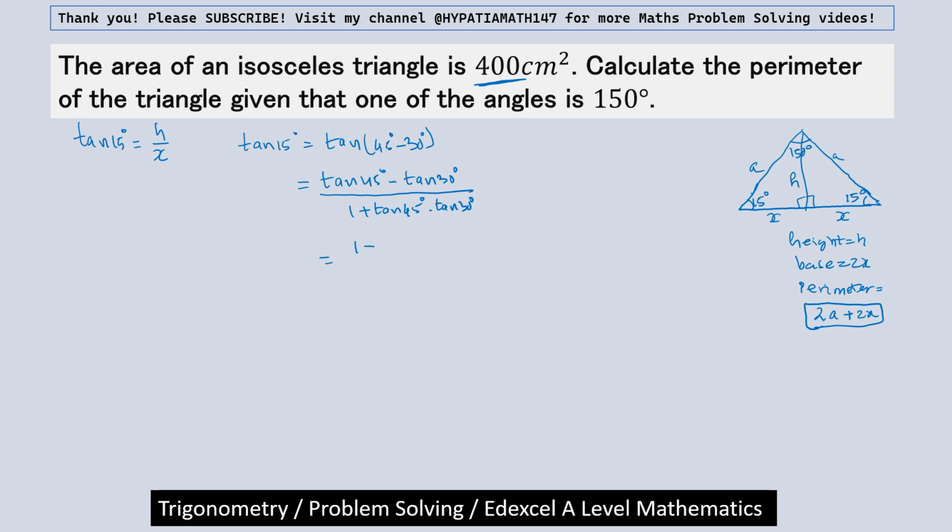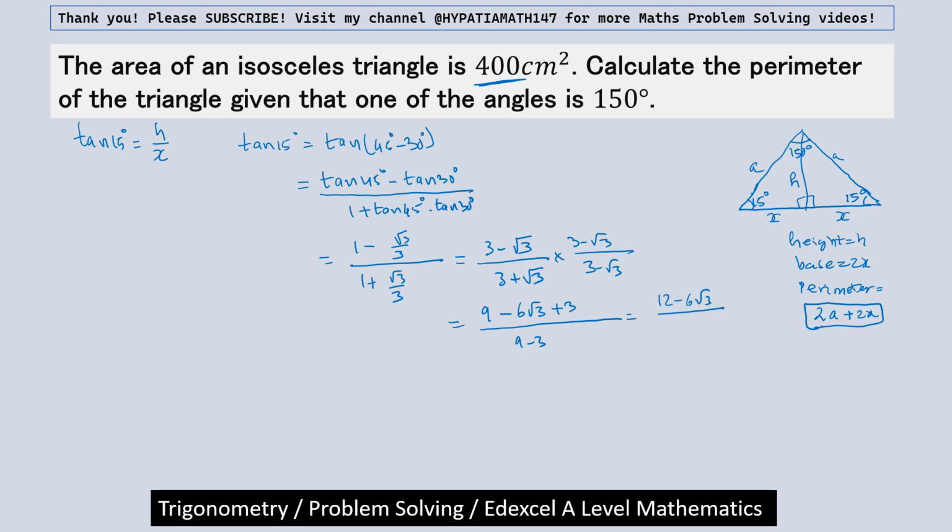that equals 1 minus root 3 out of 3 divided by 1 plus root 3 out of 3, and that equals 3 minus root 3 divided by 3 plus root 3, and we can rationalize the denominator by multiplying both numerator and denominator by 3 minus root 3. So we would get, squaring the numerator, 3 times 3 is 9, minus 6 root 3 plus 3, divided by 9 minus 3, a squared minus b squared. So that would give me 12 minus 6 root 3 out of 6, that is 6 times 2 minus root 3 out of 6, 2 minus root 3.